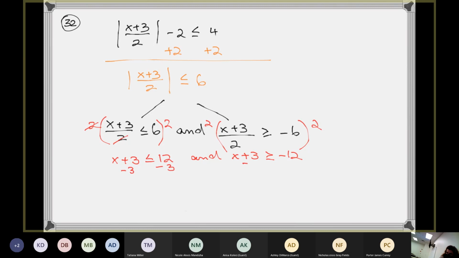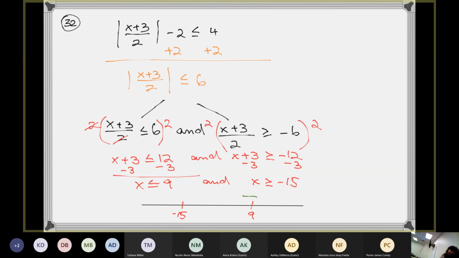The inequality is pretty simple. Subtract 3. x is less than or equal to 9. And x is greater than or equal to -15. Okay, now we have to graph it. -15 here, 9 over here, and let's see what happens.